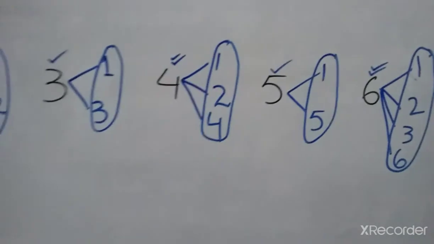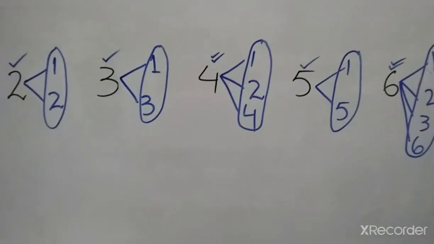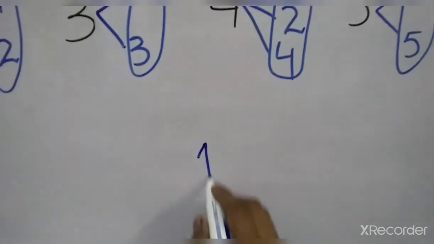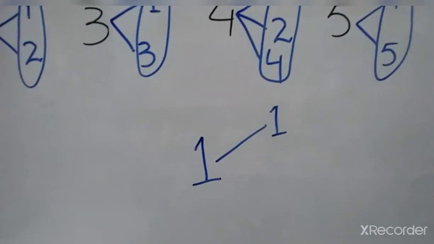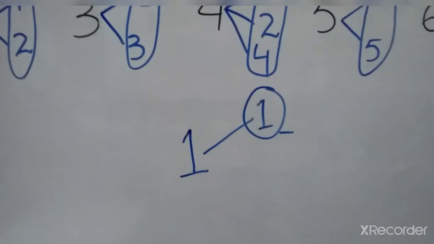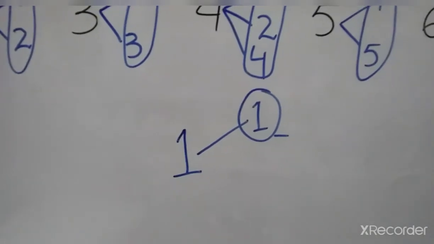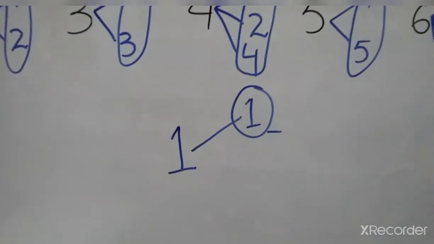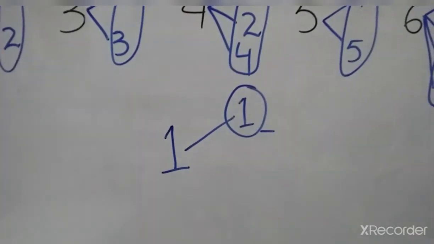I have left out 1, so the question may appear in your mind: where is 1? Is it a prime number or a composite number? So students, if I take out the factors of number 1, it's divisible by its own table. So it has only one factor. And our definition for prime numbers was, a number which has only two factors is a prime number. So it's neither a prime number nor a composite number.